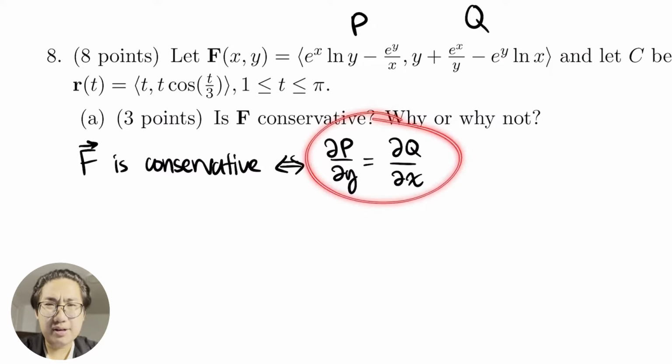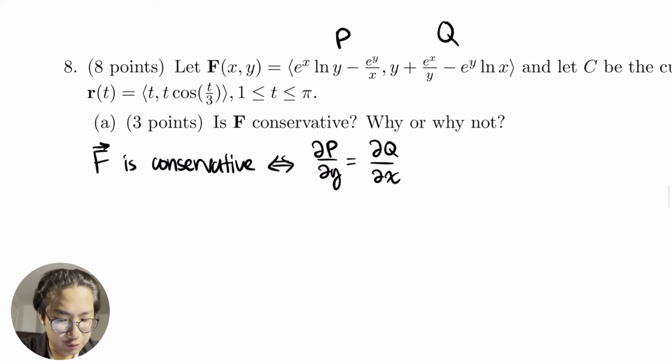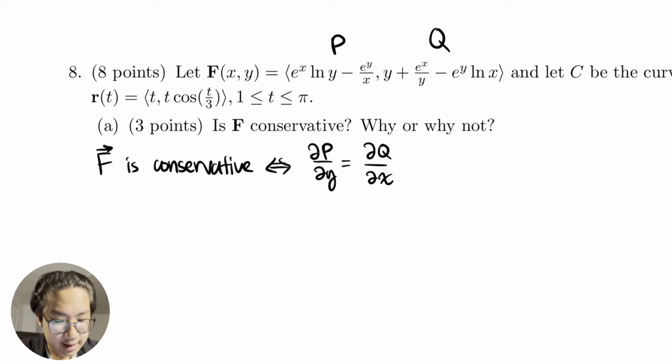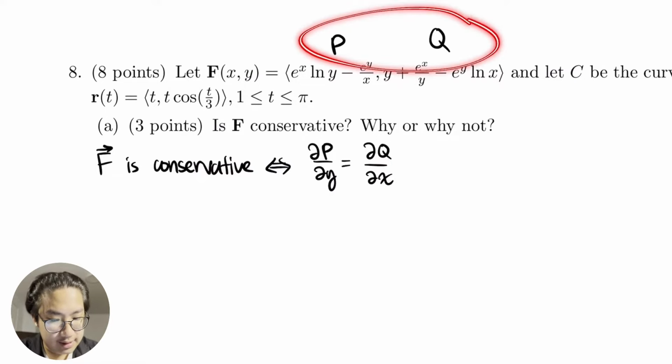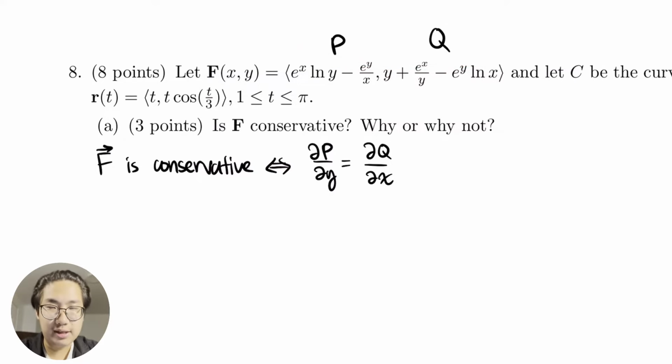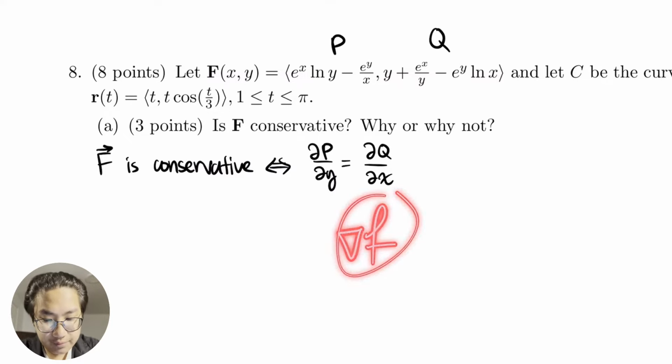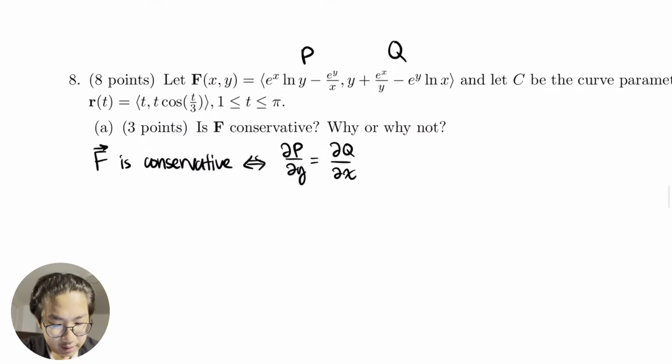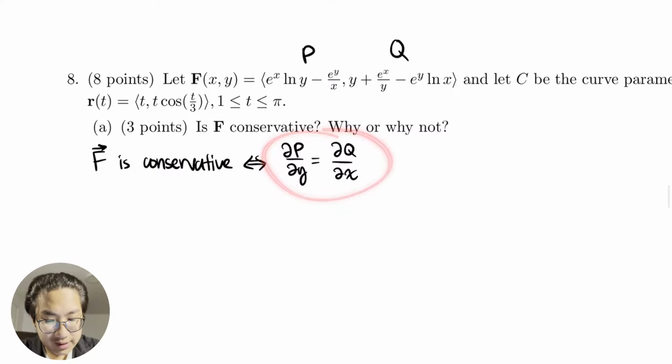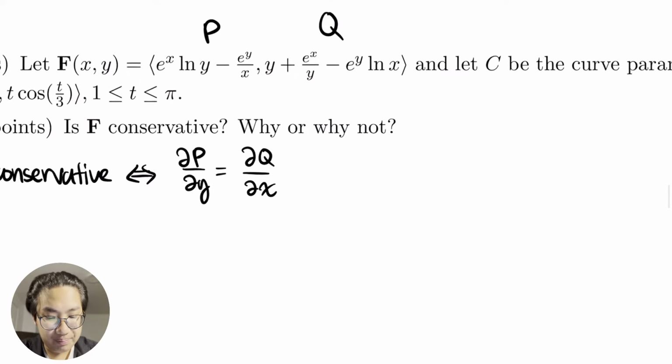I believe one of my videos goes over why this is the case, but it's basically a matter of setting these equal to the gradient of f, which is the definition of conservative. Again, a vector field is conservative if there is a potential function, whose gradient is the field. So we can simply compute partial P partial y and partial Q partial x and see if they're equal.